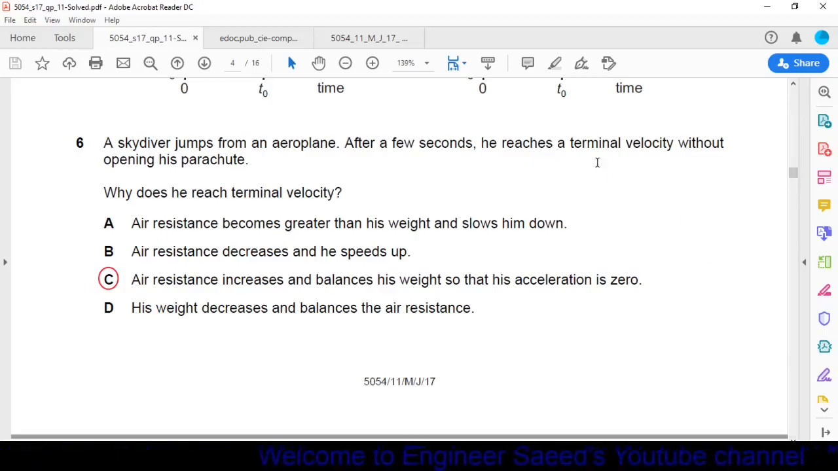It is given here that he reaches a terminal velocity. Terminal velocity means there is no acceleration. No acceleration means downward force should be equal to upward force. When the skydiver is moving, two forces are acting on him. One is the downward force, that is the weight of the skydiver, and the second force is the air resistance, in the upward direction. When these two forces are equal, the resultant force will be 0 and there will be no acceleration, and he will be at terminal velocity. So option C is the correct one. Air resistance increases and balances his weight so that his acceleration is 0.